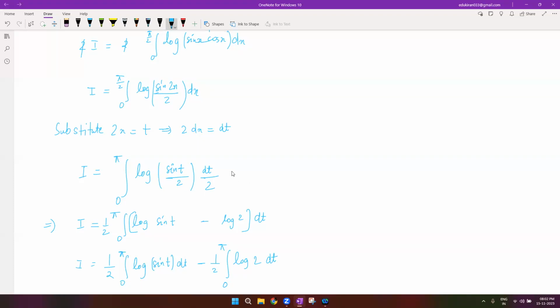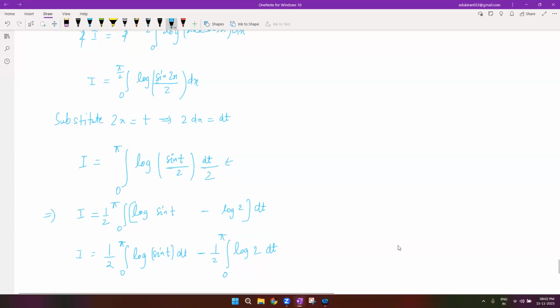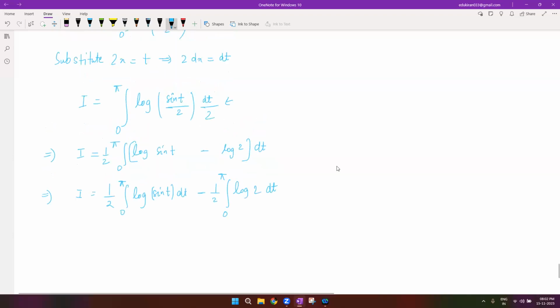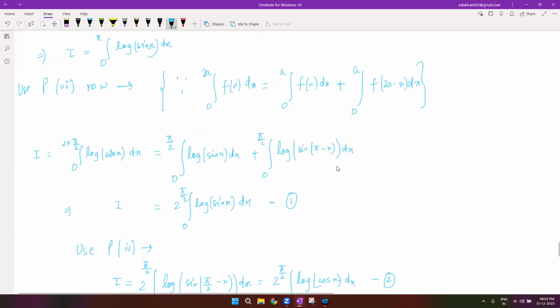I have put all the things in this step. And after this step, I have taken 1 by 2 outside. The limits are from 0 to pi. This is log a minus log b. Log sine 2t, so log sine t minus log 2. And now I'm just solving this part. Okay. You can see that this is the original I. This was the part which we wanted to solve. Okay, just give me a minute.